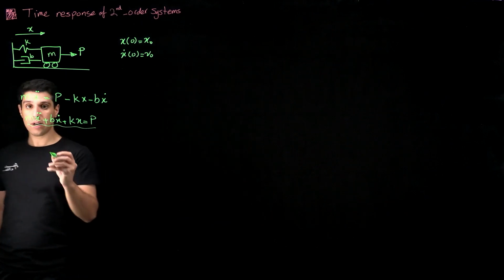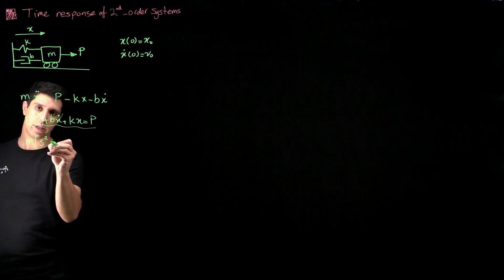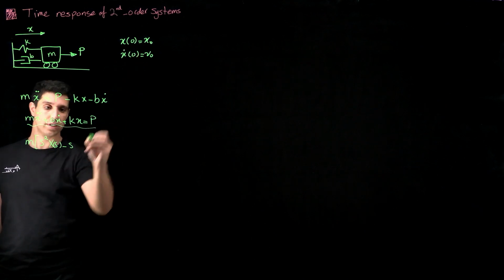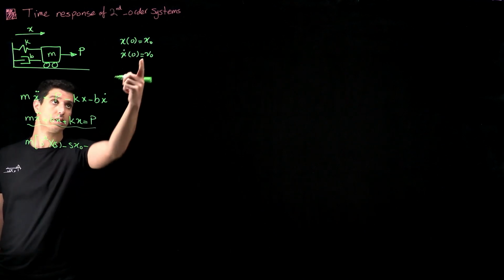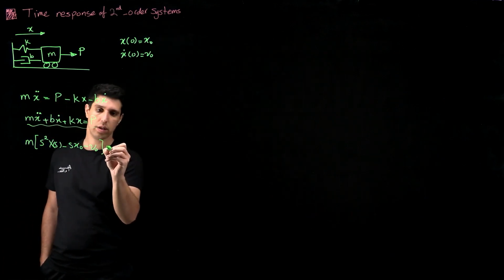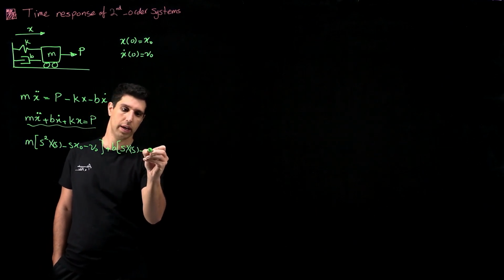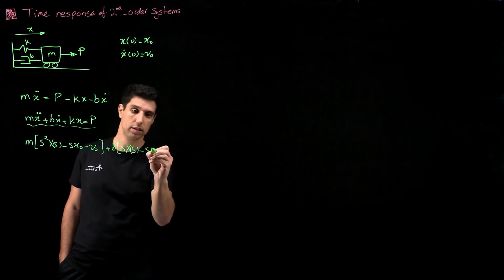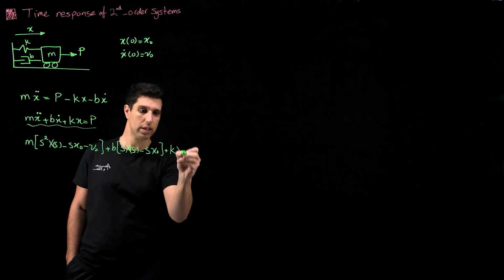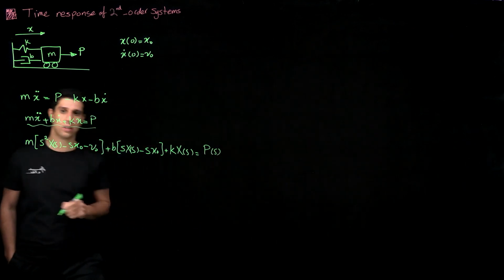And what we have here is m taking Laplace transform, s squared X of s, minus s x naught, minus this, x dot of 0, v naught. The second one is b times s X of s, minus x naught, plus this one just a constant k times X of s, equals capital P of s, whatever that would be.